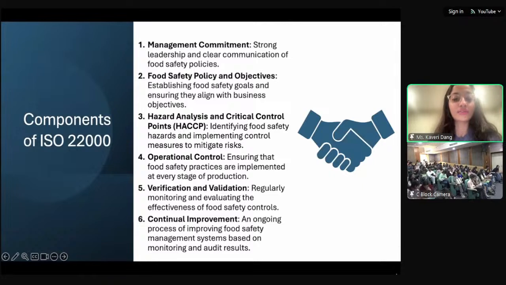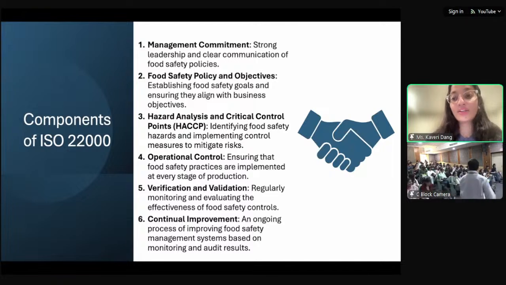Now, these are components of ISO 22000. Number one is management commitment. Then there's food safety policy and objectives that basically helps in establishing food safety goals and ensuring that they align with the business objectives. Third one is the one that we discussed, hazard analysis and critical control points. They identify food safety hazards and implement control measures to mitigate the risks. Next one is operational control. It ensures that the food safety practices are implemented at every stage of production.